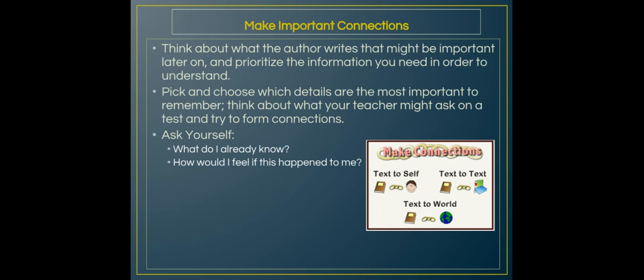When it comes to making important connections, you need to think about what the author writes and how that might be important later on. And this is going to help you prioritize the information that you need in order to understand what you're reading. So you want to pick and choose details that are the most important to remember. And ways that you can decide what's important: Does it fall into a major theme? Does it fall into the who, what, when, where, why, and how?